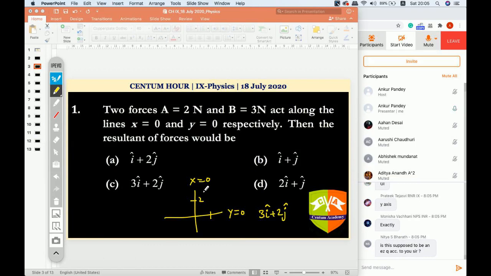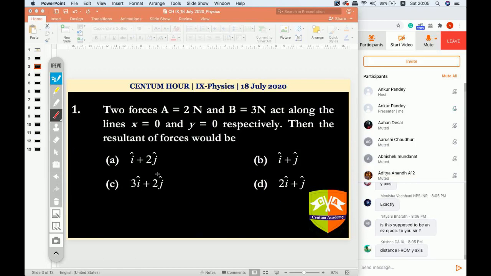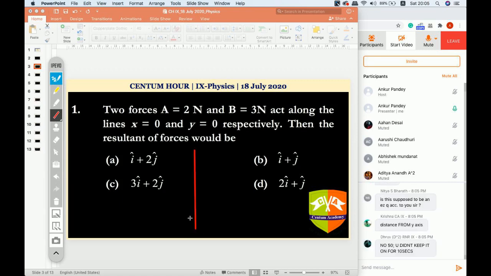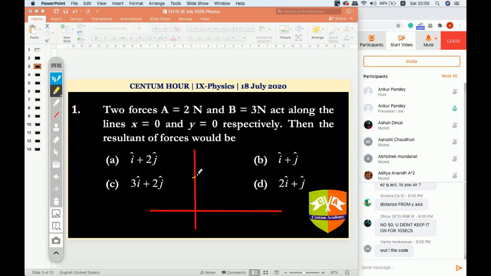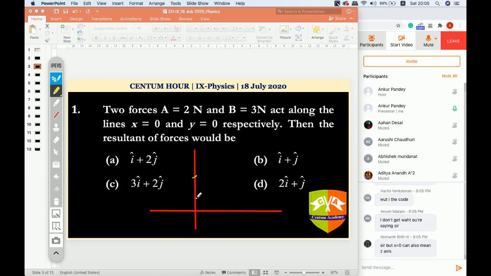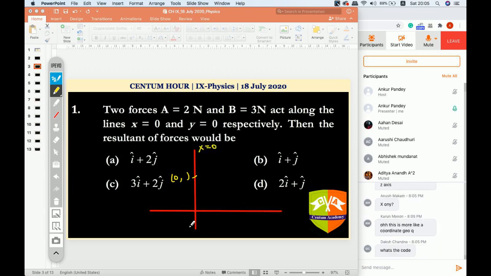What do you mean, sir? Throughout the y-axis, what is the value of x? Throughout the y-axis, the value of x is 0, right? So the y-axis is also called x equal to 0. Throughout the x-axis, the value of y is 0. So the x-axis is also called y equal to 0.